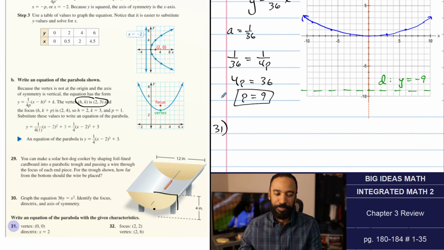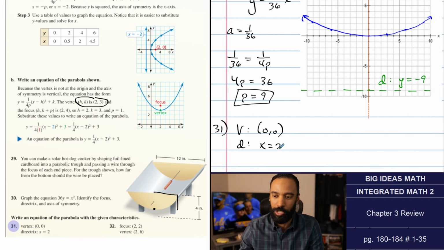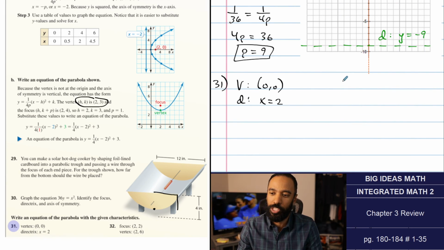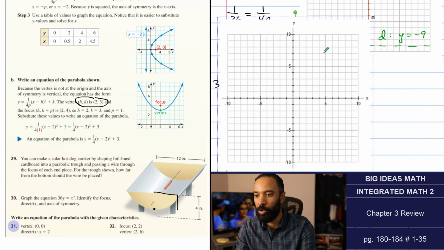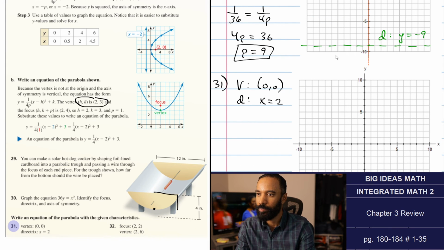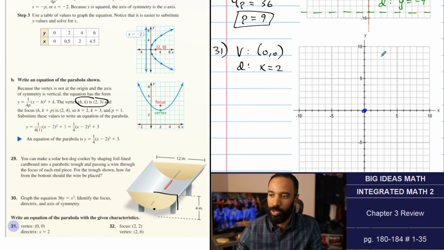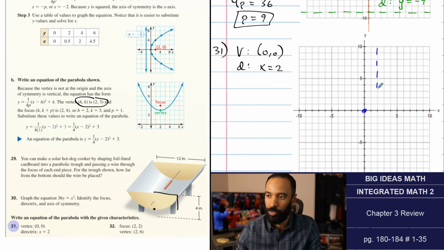Okay, number 31. Write an equation of the parabola with the given characteristics. We have a vertex at 0, 0, and a directrix at x equals 2. So for this one, let's get the graph to start it off, just to kind of see what we're doing. Vertex is at 0, 0. Directrix is at x equals 2.